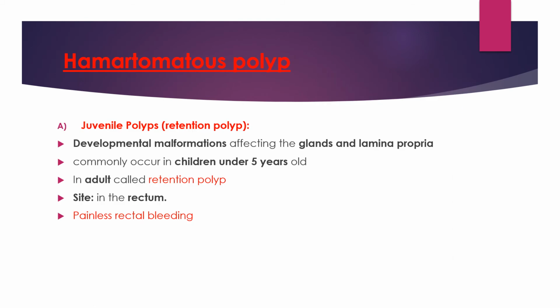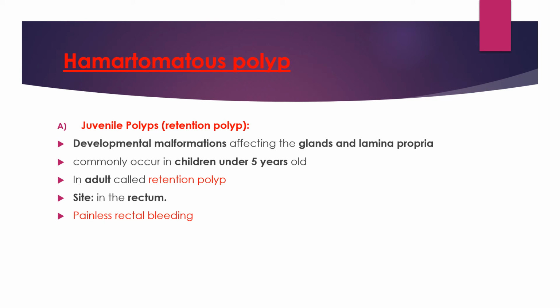Next type of non-neoplastic polyp is the hamartomatous polyp. Hamartomatous polyps occur sporadically or as components of various genetically determined or acquired syndromes. Juvenile polyp is a type of hamartomatous polyp. It is a developmental malformation affecting the glands and lamina propria, commonly occurring in children under 5 years old. In adults, they are called retention polyps. The site is the rectum, and the most common presenting symptom is painless rectal bleeding.